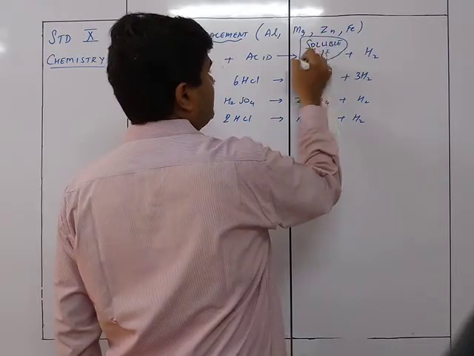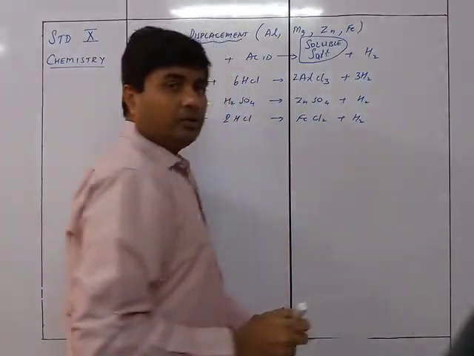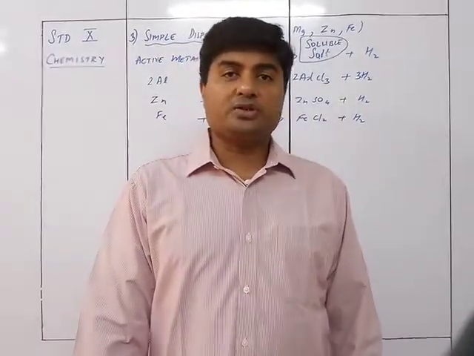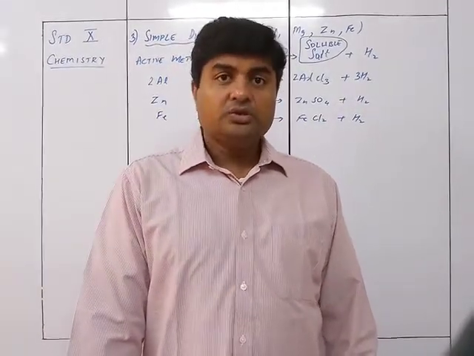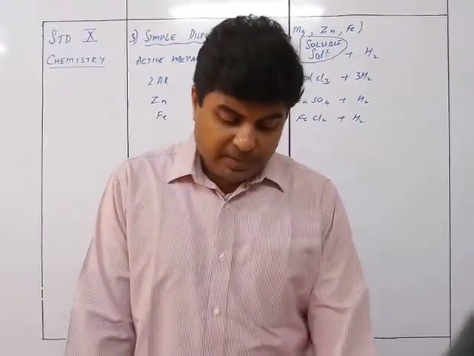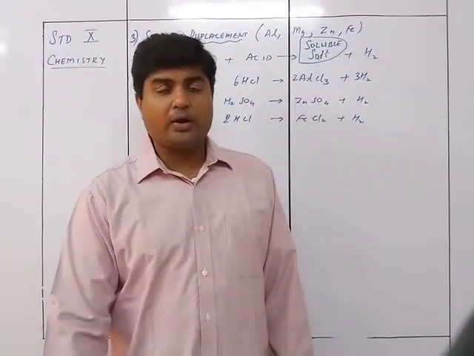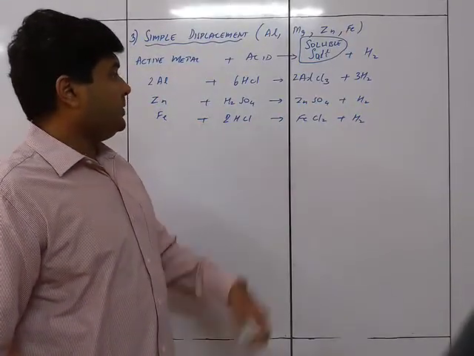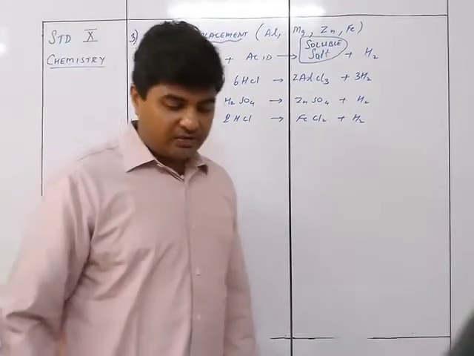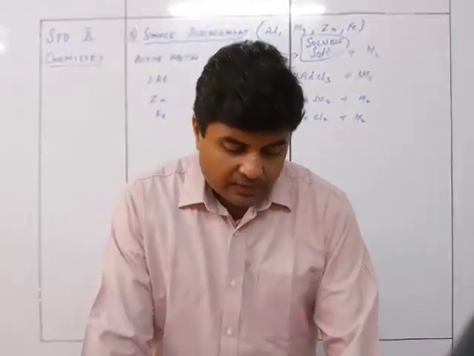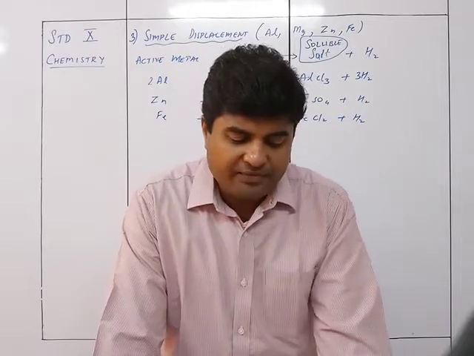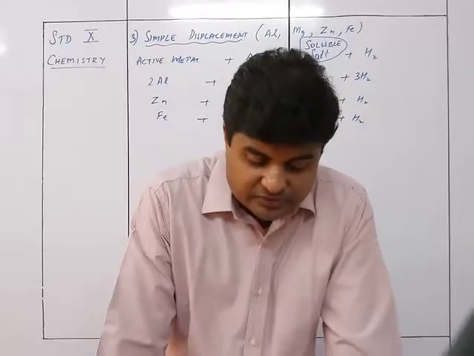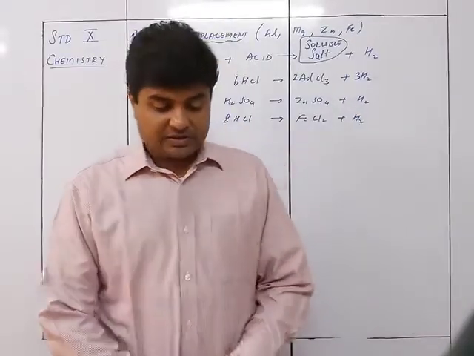So if it is a soluble salt, then you can use the simple displacement reaction to produce that particular salt in this manner. If you want to make PbSO4, you cannot use this method because PbSO4 is insoluble, hence it will not be possible to get such a reaction. So the examples given for active metals are FeSO4, FeCl2, ZnSO4 and MgCl2.